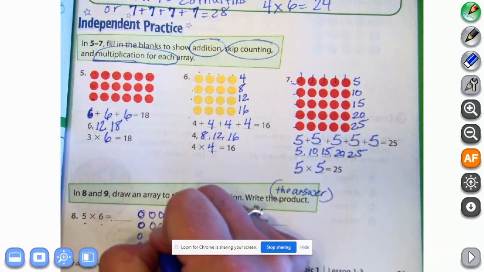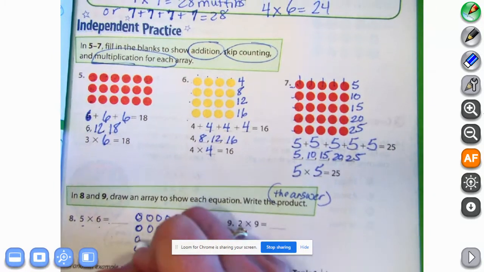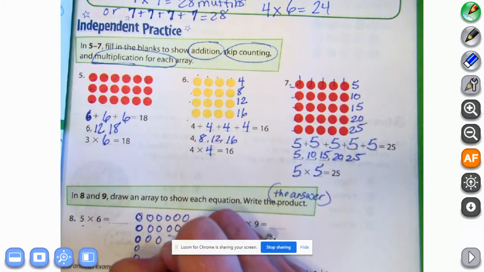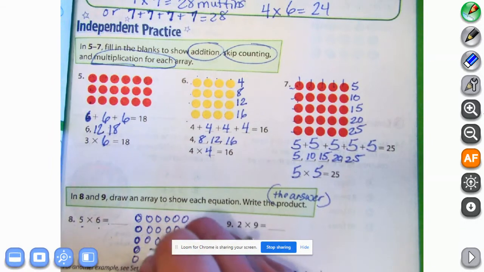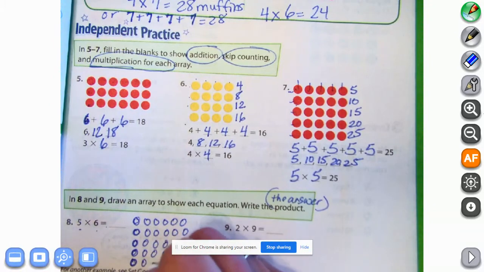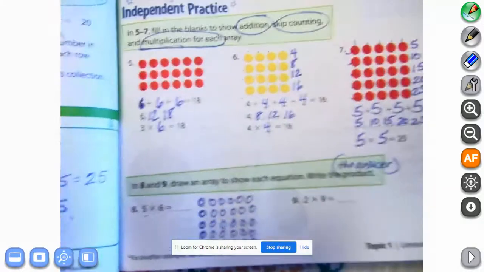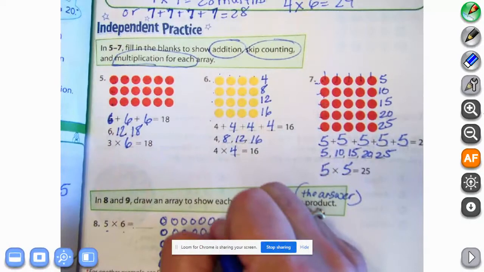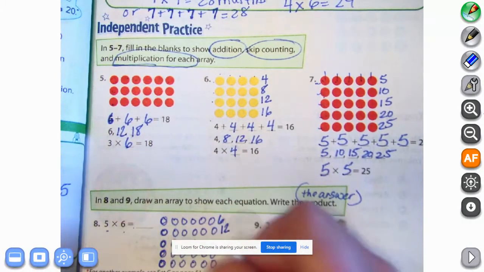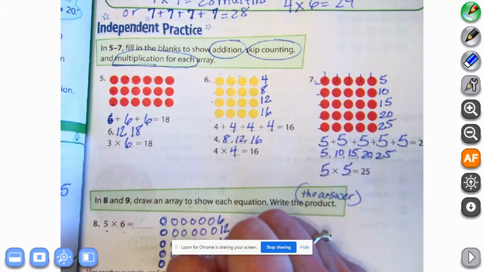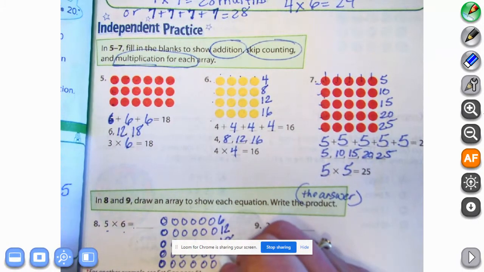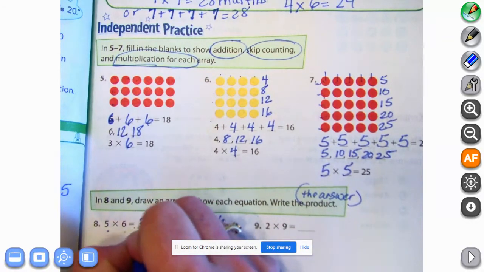I draw 6 in each of the 5 rows. Okay. So we have 5 groups of 6. So 6 plus 6 is 12, plus 6 is 18, plus 6 is 24, plus 6 is 30. So it is 30.